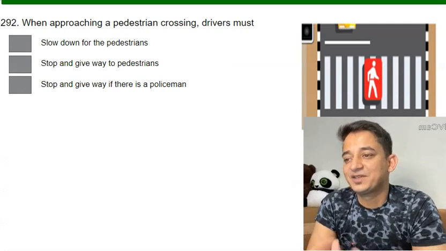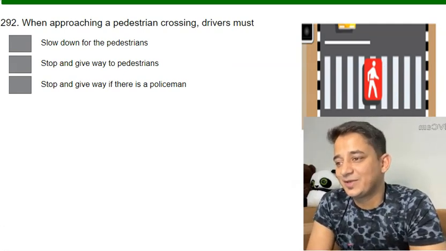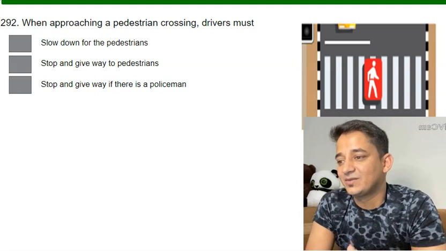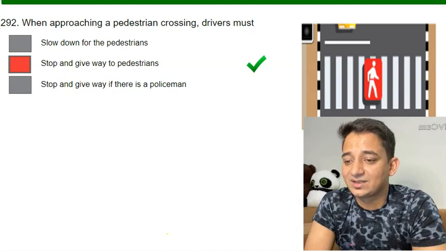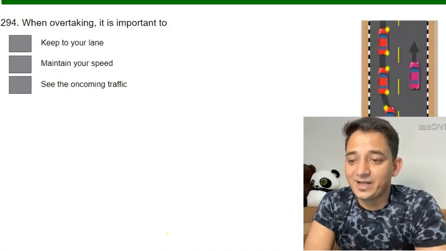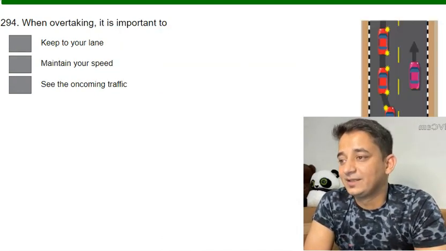When approaching a pedestrian crossing, drivers must slow down for the pedestrian. Stop and give way to the pedestrian. Stop and give way if there is a policeman. So we need to stop and give way to the pedestrian. That's a very important rule, and if you violate it, there can be a problem.